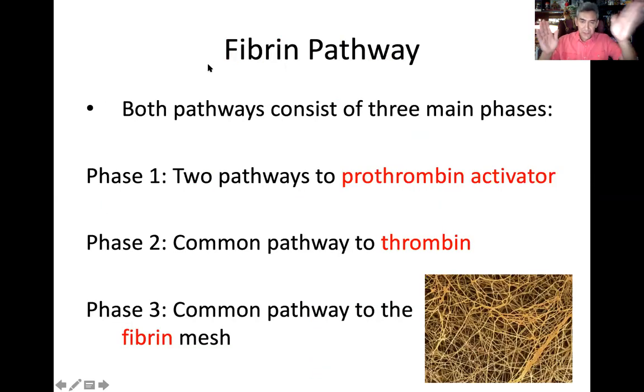So again, intrinsic and extrinsic should converge to the prothrombin activator. And this is important because we go onwards now to thrombin, and then thrombin will catalyze finally our fibrin mesh. And that's the goal. That's the big picture of this process.